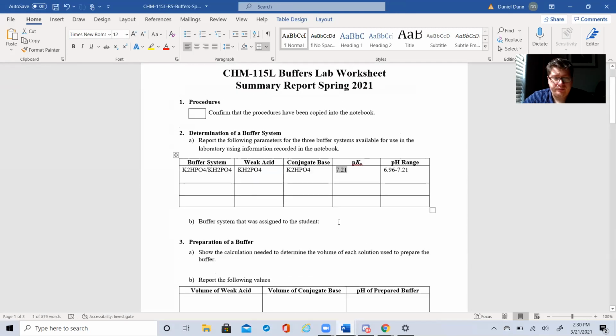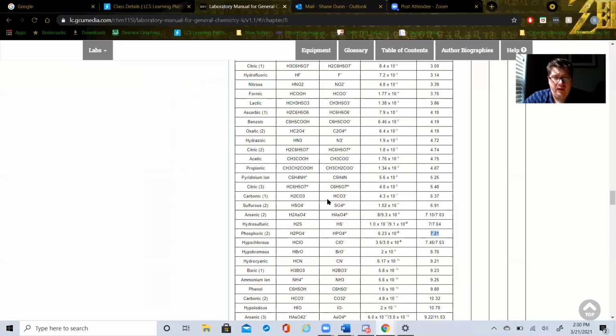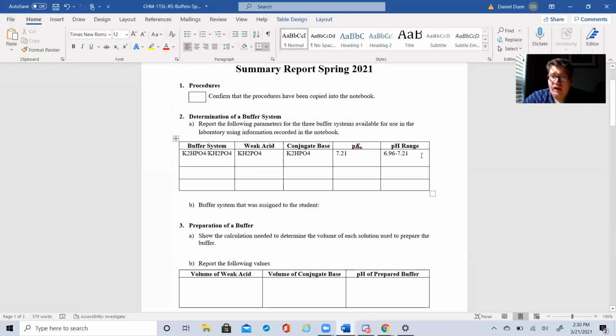Here is buffer. I already filled some of this stuff in. Here's my buffer system. Here is the weak acid of it, and here's the conjugate base. Now, the pKa has to be found in the lab manual. Look for all your things. Here mine is right there. Now, this buffer range, the pH range for the buffer, basically means this buffer system can handle pH changes between 6.96 and 7.21. Anything beyond that or lower than that, the buffer becomes completely useless.